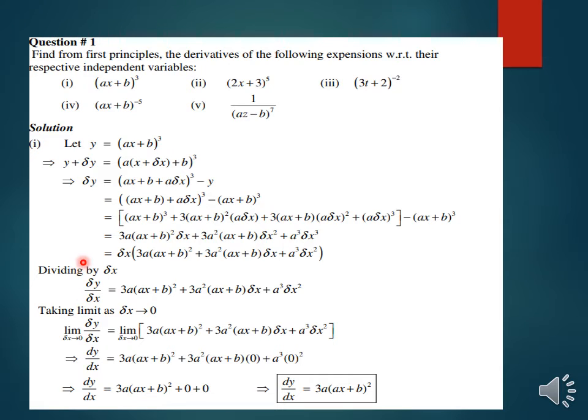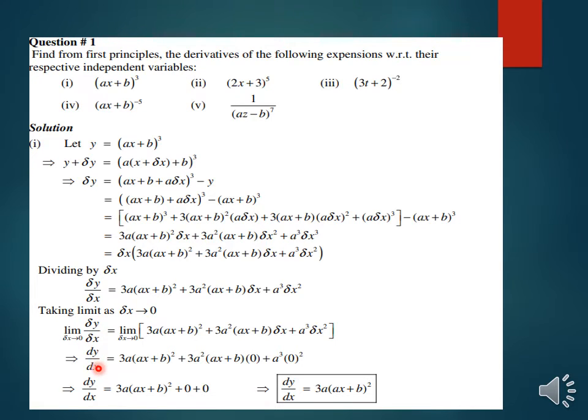And what will be the second step? Divide by delta x on both sides. If we divide by delta x, then here delta y upon delta x, and here delta x and delta x cancel out, and the remaining value stays here. And in the next step taking limit as delta x approaches 0, limit delta x approaches 0 of delta y upon delta x, and write the same function here.